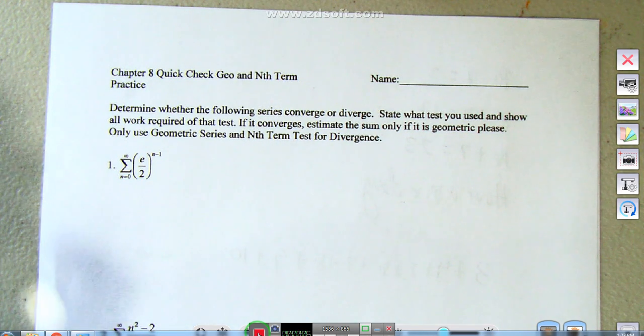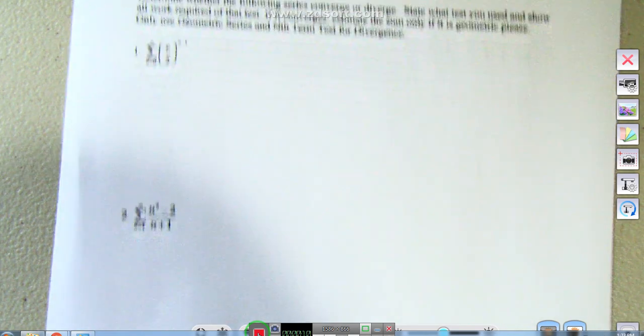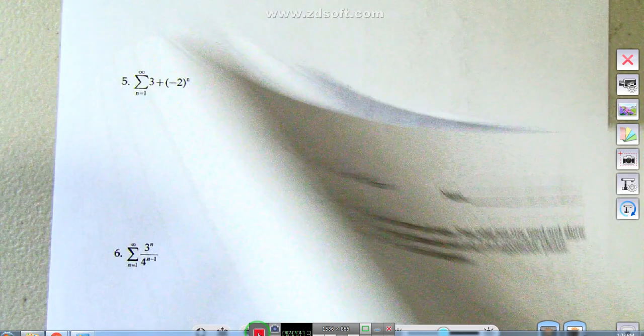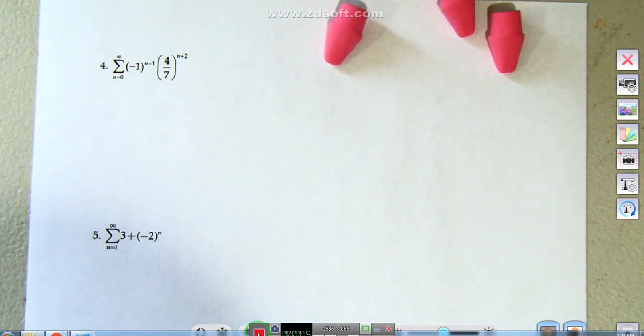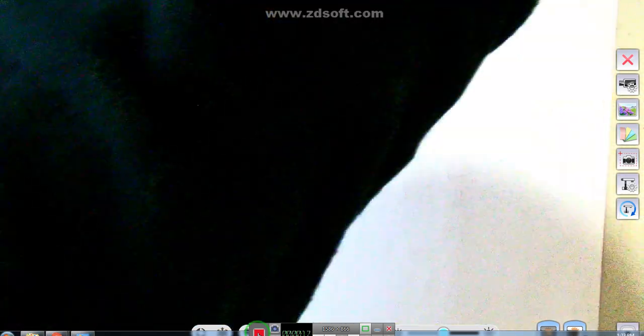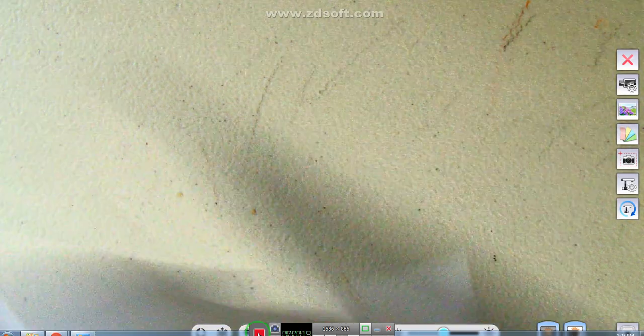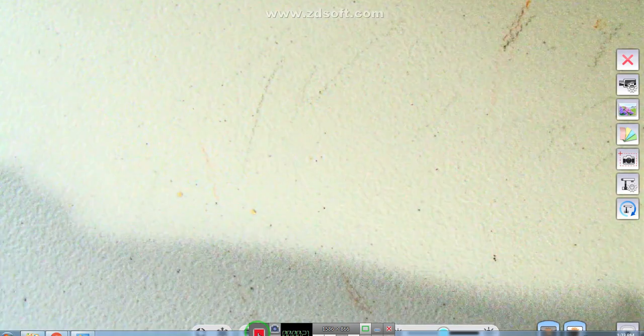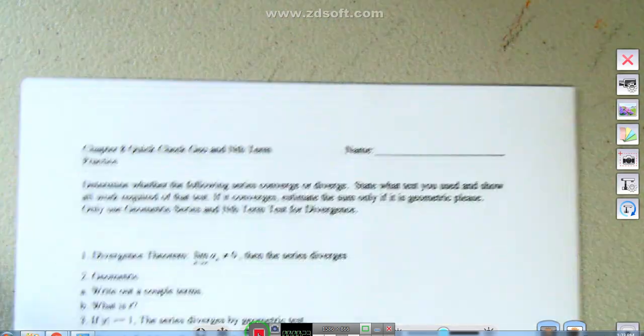Worksheet's going to look like. It should be emailed to you or shared through Google Classroom. There are 6 problems. As you can see here, the eraser's got in the way. I just made a modified version to help guide us through this process here.